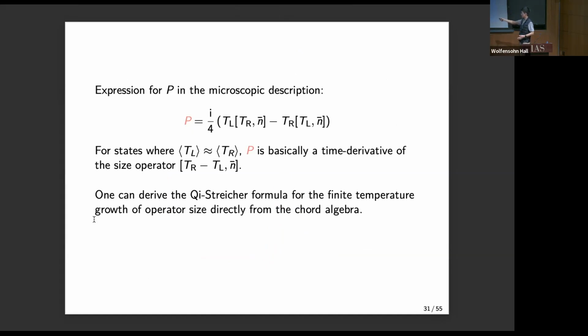And in the particular cases where it is true, we can use it to derive, for example, the Qi and Streicher formula for the growth of operator size. So you can think of the growth of operator size as a consequence of the chord algebra. That was known in the case of JT gravity, so at the very low temperature limit. But here we're showing it for finite temperature. The finite temperature growth of size, which is sub-maximal in general, is reproduced by this funny algebra.